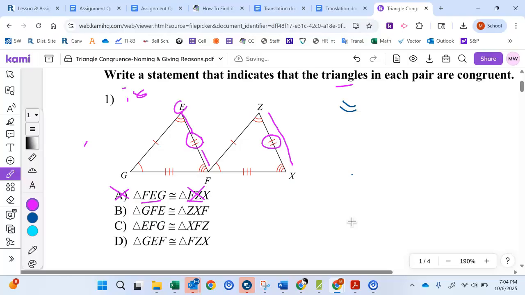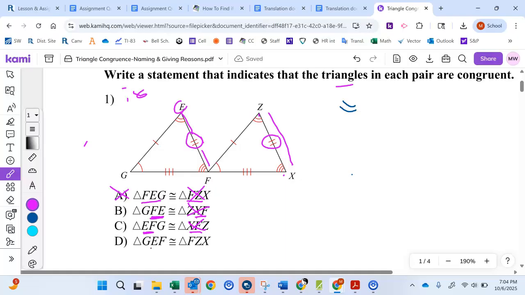Okay, so how about GF? Let's see where this EF is over here. So EF is over here. That means ZX should be the second two letters. So ZX, nope, not ZX. Okay, so over here, EF is going to be the first two. So that means ZX should be the first two. ZX, no, that's FX. So that means it has to be D, but let's just check it.